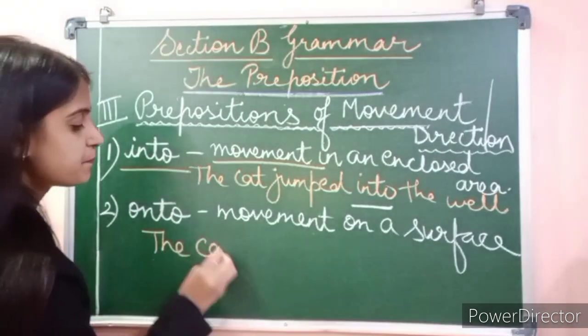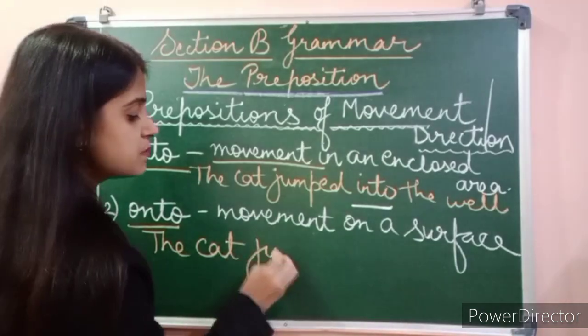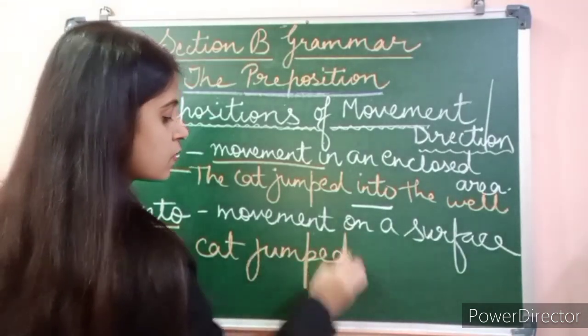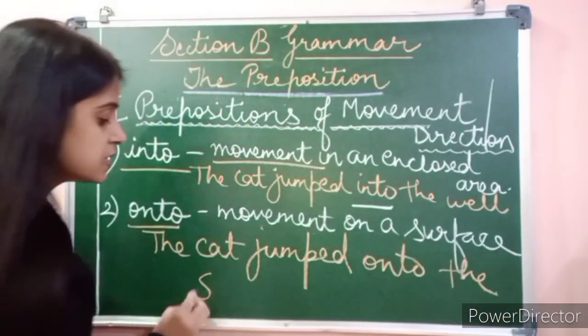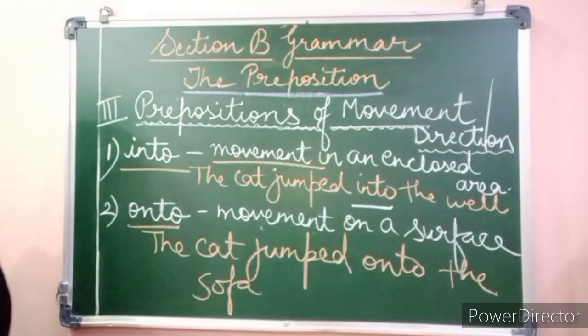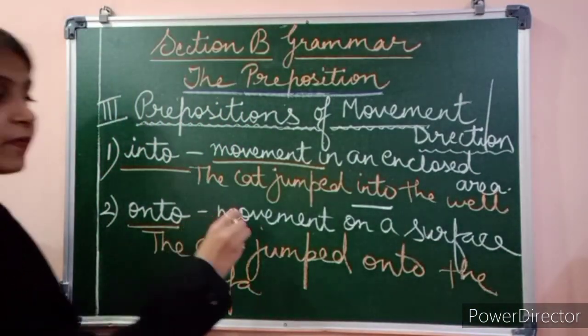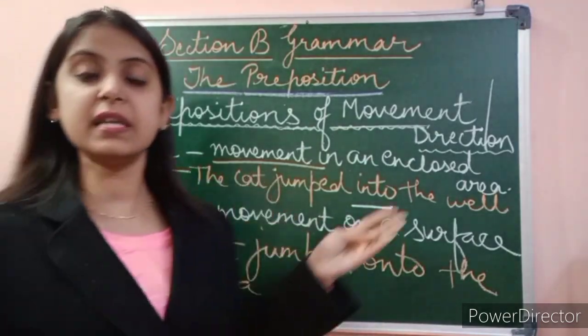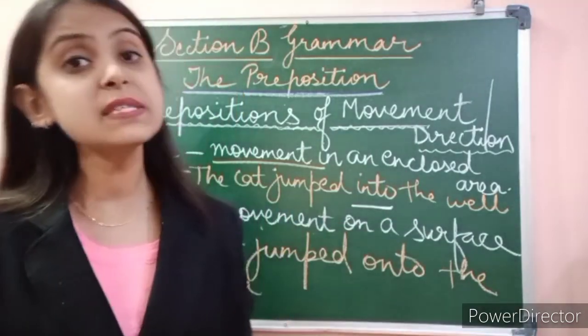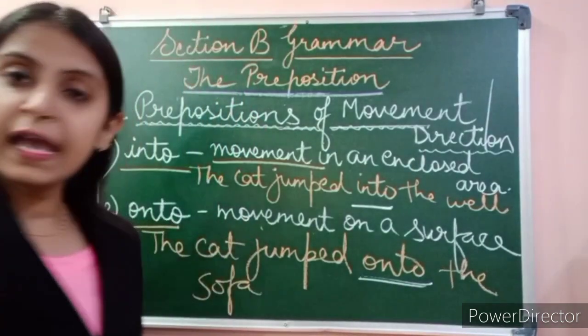The cat jumped onto the sofa. So we see that there is a movement on a surface. So when there is a movement on a surface, we use onto. When there is a movement in an enclosed area, we use into. I hope it is clear.